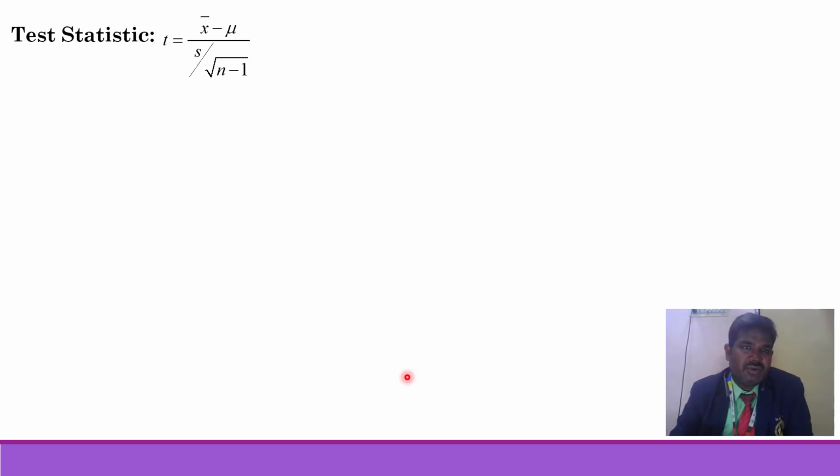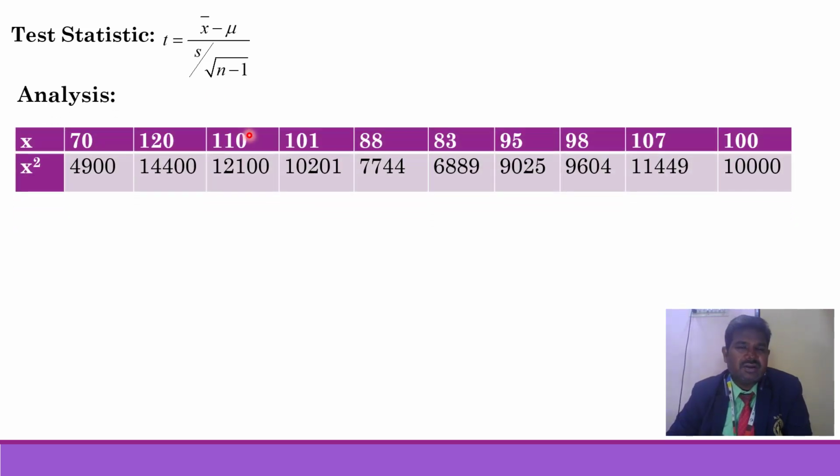The same formula we are going to use. T is equal to x bar minus mu divided by s by root of n minus 1. Here x bar and s values are not given directly, so first we have to compute them. After that we have to apply them in the formula. The x values are given: 70, 120, 110, 101, 88, 83, 95, 98, 107, 100. For these values we have to take the square. So the x square values are given here.